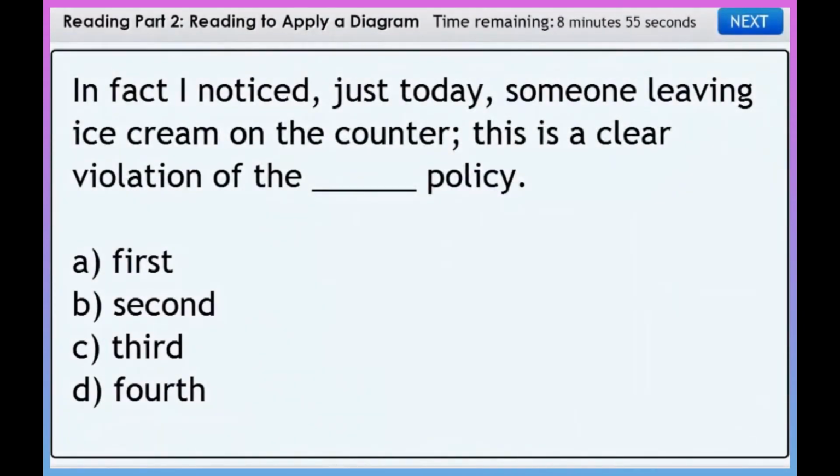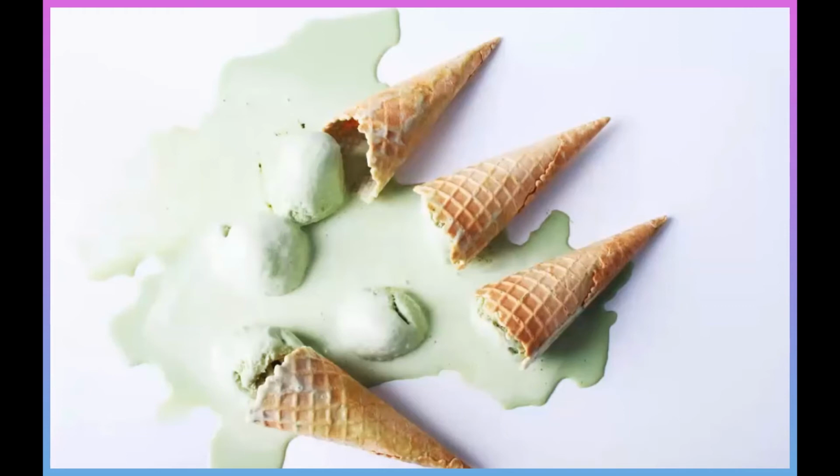This is from the end of the first paragraph. "In fact, I noticed just today someone leaving ice cream on the counter. This is a clear violation of the first, second, third, or fourth policy." Alright, back to the text. But where should I look for the answer? Well, this one looks fairly straightforward. If you leave ice cream on the counter, it melts. So maybe this question is about temperatures.